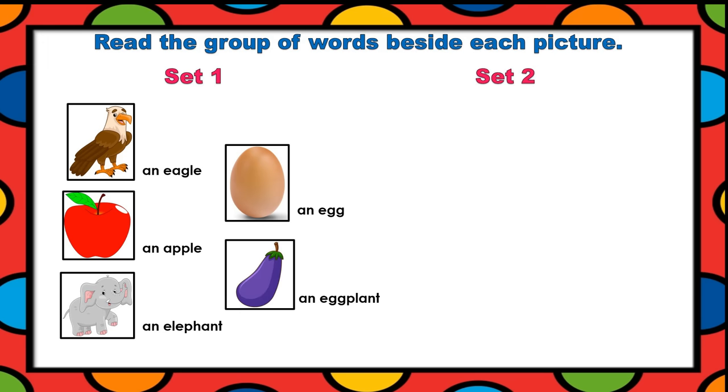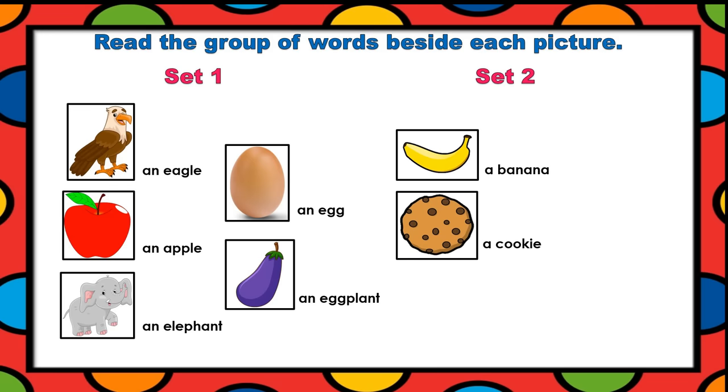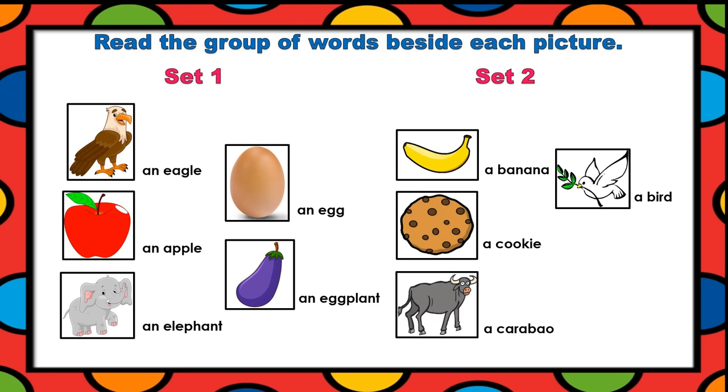Set 2. A banana. A cookie. A carabao. A bird. A giraffe.